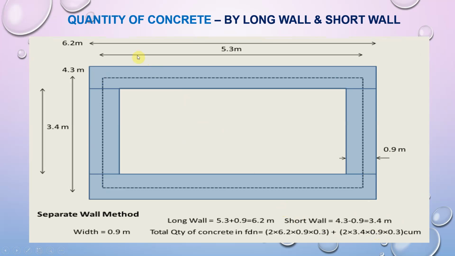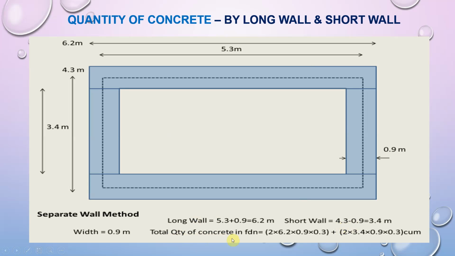Similarly, we can find out the same quantity of concrete by using another method, that is the long wall and short wall method. In this case, this is a plan of a PCC, and here the horizontal walls are considered as long walls, and in between these long walls there are short walls. So arithmetically you can calculate by adding the total length of the walls. The length of one long wall will be 5.3 plus 0.9, and the length of a short wall will be the center to center distance 4.3 minus the thickness of one wall, that is 3.4.